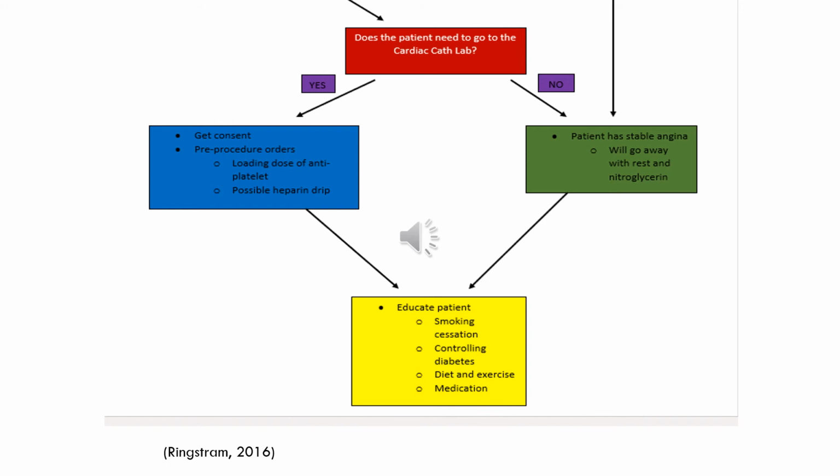After the cath lab, or after we've figured out it's stable angina, we are going to be educating the patient on smoking cessation, controlling their diabetes, a heart-healthy diet, making sure they're exercising, and then most importantly, we're going to be educating them on their medications, what they're taking, why they're taking it, and how important it is for them to be taking it consistently and on schedule.